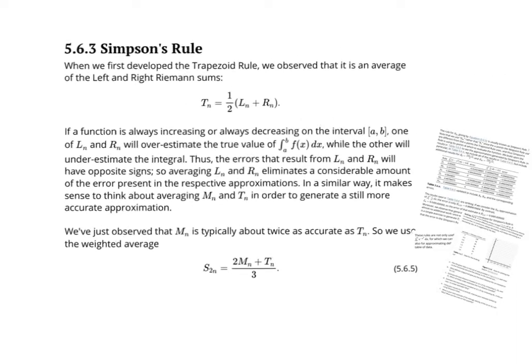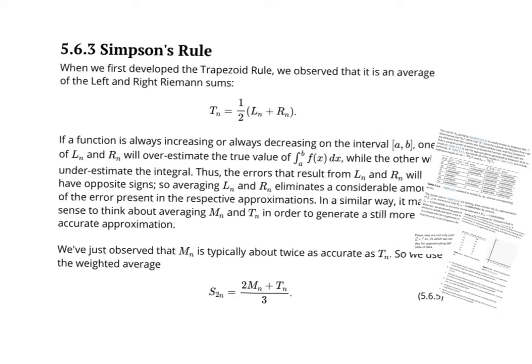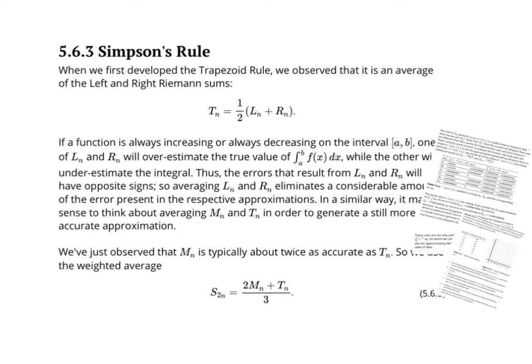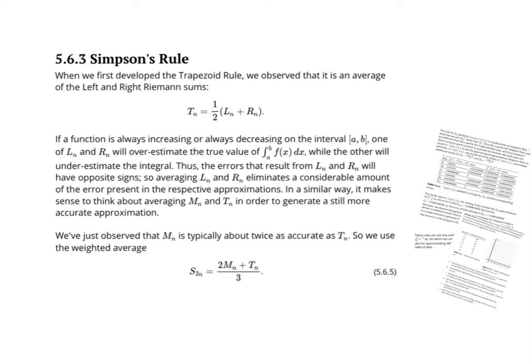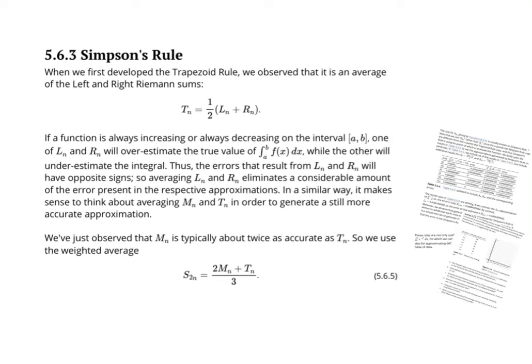Now the question is, how do we combine the trapezoid rule and the midpoint rule to make an even better rule? We're going to use what's called Simpson's rule. Recall that what we talked about earlier in this lesson, the trapezoid rule was 1/2 the left approximation plus the right approximation.